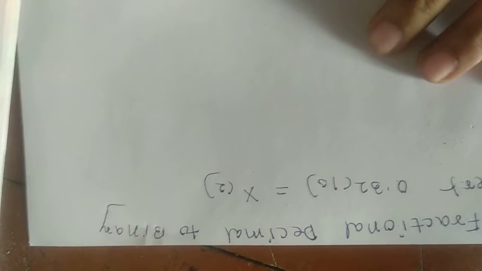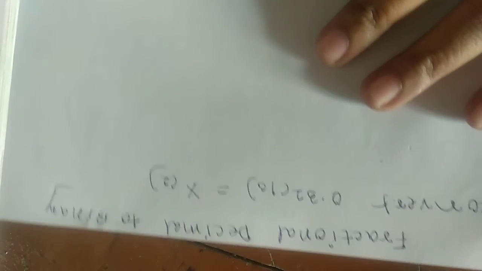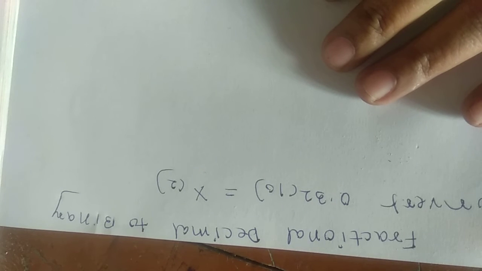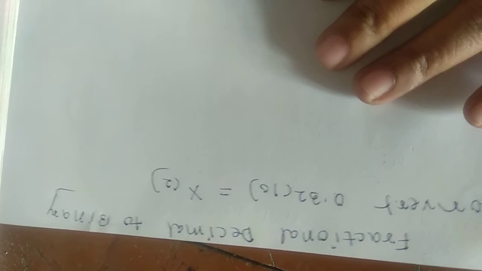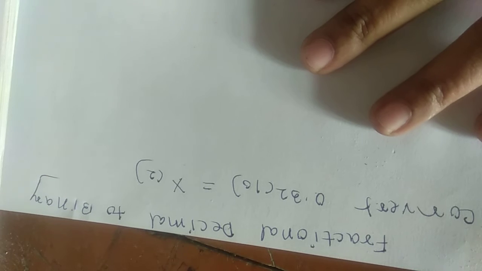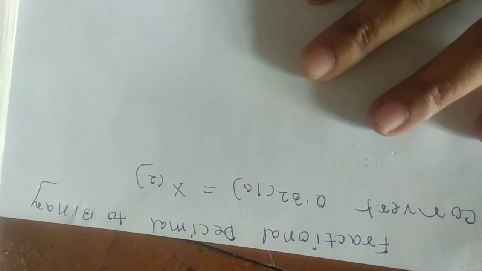Now again we'll convert the fractional decimal to binary. In the last lecture we covered integer decimal to binary. But now we are going to convert fractional decimal to binary. The number which will be converted to binary is in fraction, so we will have to get the binary number in fractional form.